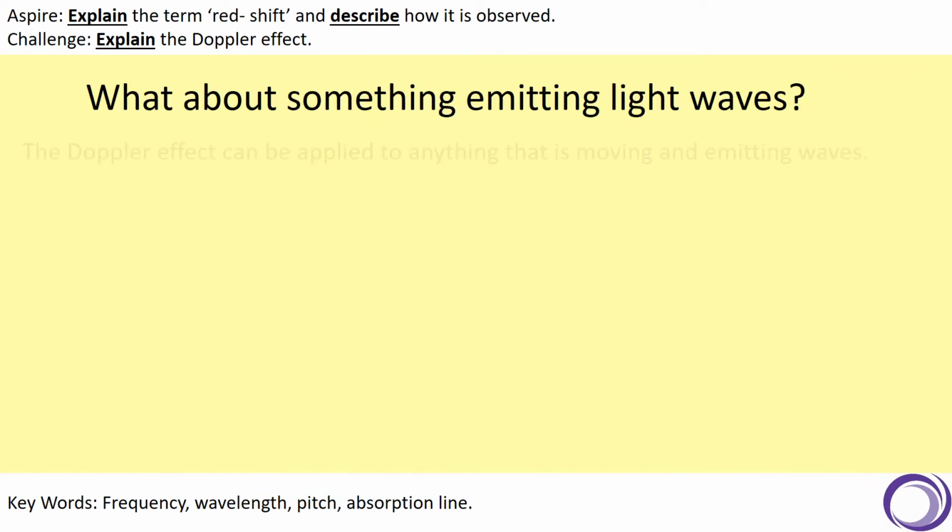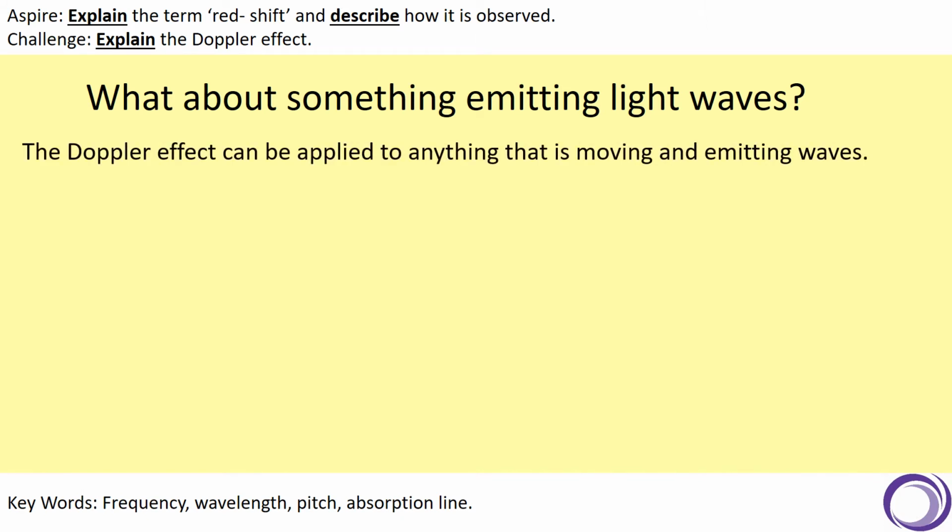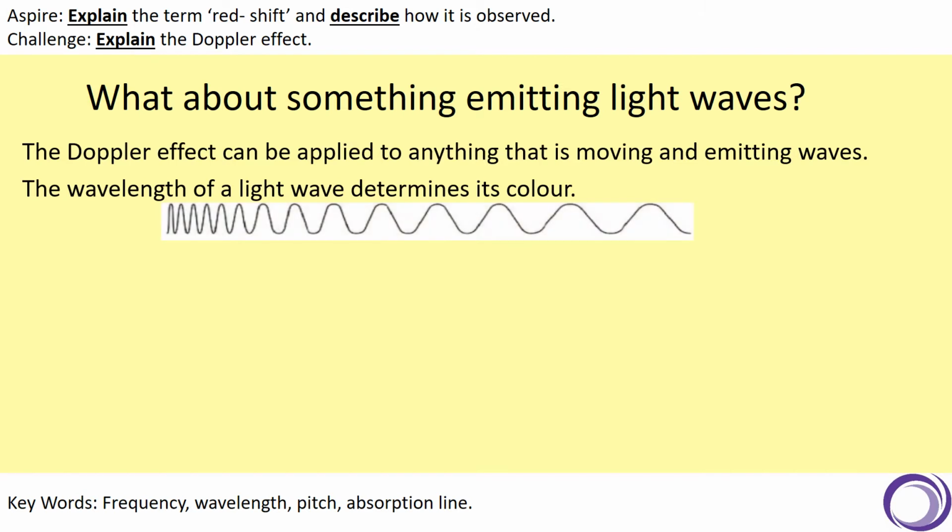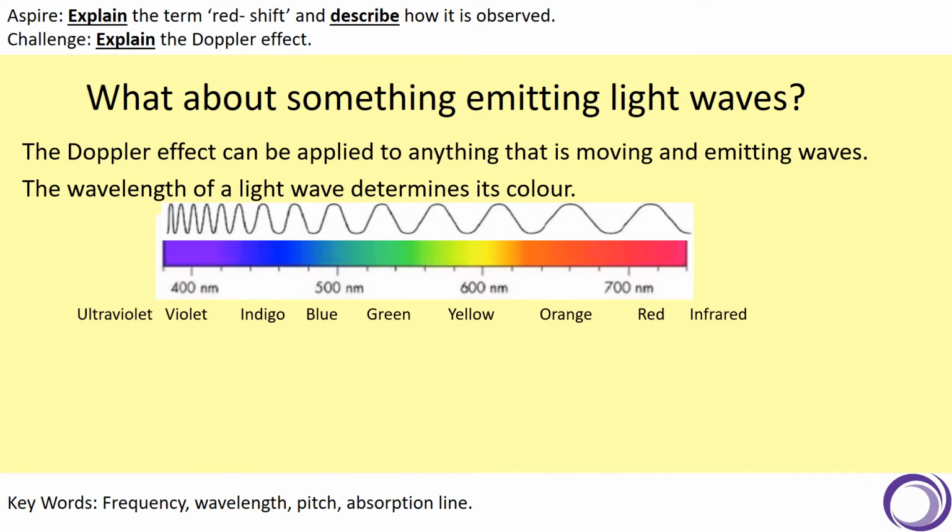Let's move on to light waves then. Doppler effect can be applied to all waves. As long as you've got an object that's moving and it's emitting waves, you'll get the Doppler effect. With light though, it's not the pitch that changes, it's the colour. The colour of light is determined by its wavelength. So we've got a small wavelength on the left going up to a big wavelength on the right. So for light, the small wavelengths correspond to a violety purpley colour at that end of the visible spectrum, going all the way down to red with a bigger wavelength at the other end.